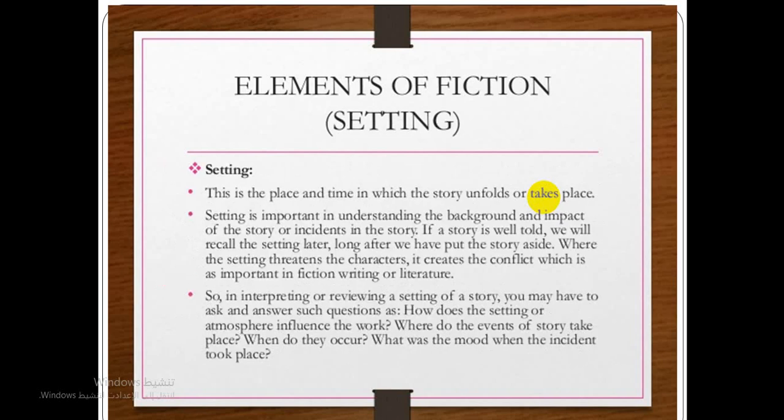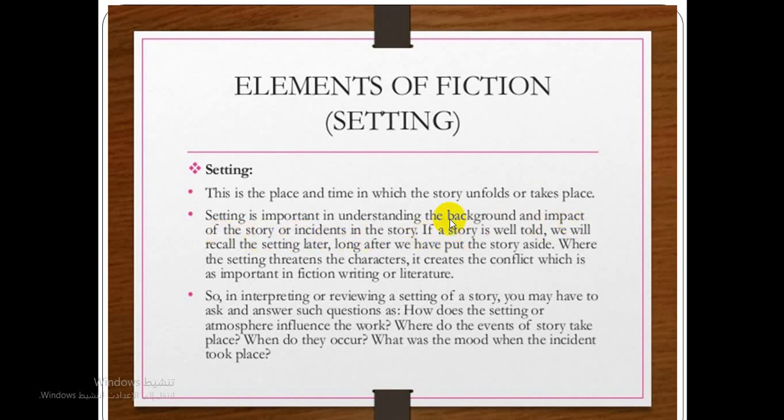The second element that you need when you are analyzing any written story is setting. Setting means the place and the time. This is the place and time in which the story unfolds or takes place. Setting is important in understanding the background and impact of the story or incidents in the story.